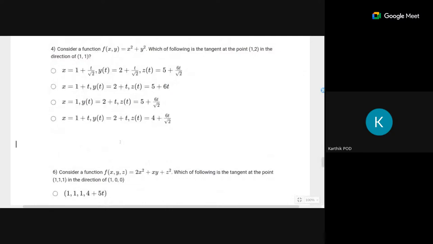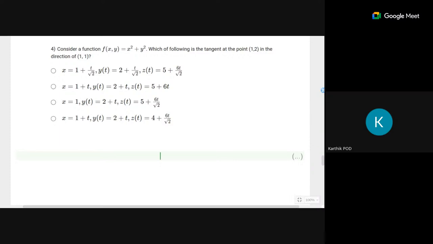So let's quickly try to solve this problem. You have a function x squared plus y squared. Which of the following is a tangent at the point 1 comma 2 in the direction 1 comma 1? Again, we won't memorize the formula. Instead, the point is 1 comma 2, right? So 1 comma 2 comma f of 1 comma 2 has to be on the surface.